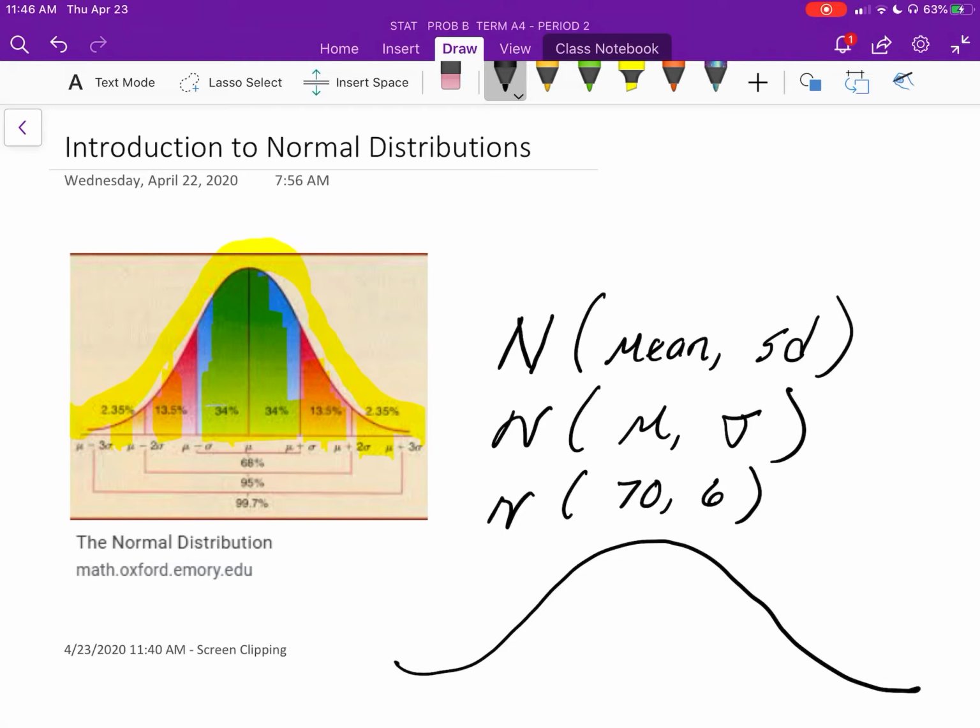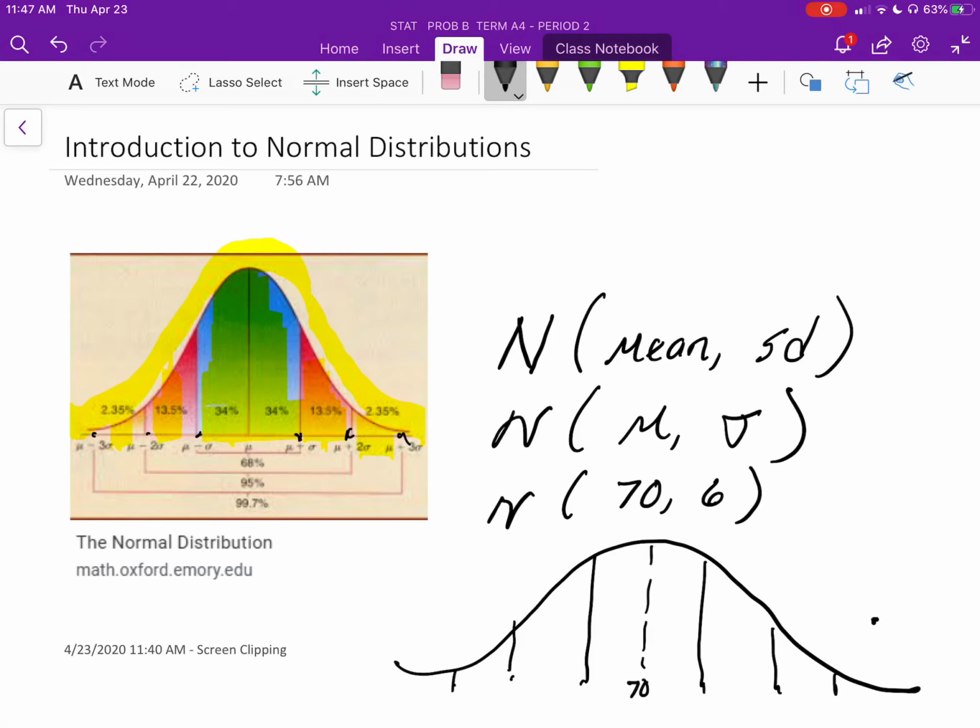Just draw a little curve. You put the 70 right in the middle. And then you can see here, we're going to make 3 marks to the right. So there's 1 mark, 2 marks, and 3 marks. And then we do the same thing to the left. 1, 2, 3. And that cuts up our curve.